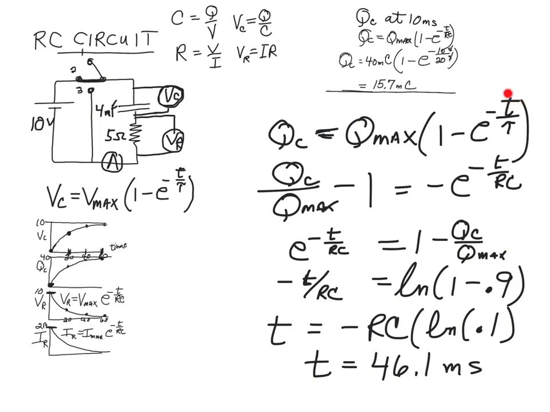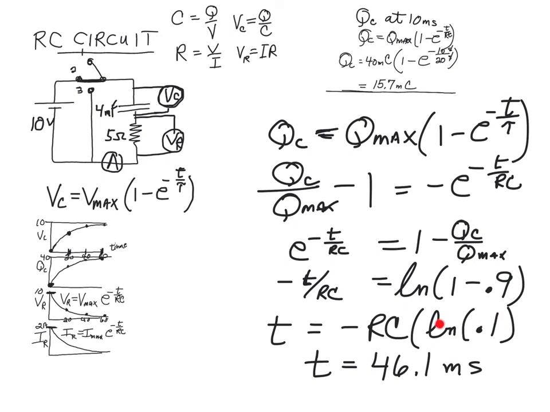So we need to get the t out of here. So what I do, I divide by Q max. I subtract 1 from both sides. I get this. I don't want the minus sign here. I want to rearrange it, so I multiply by a -1 and turn it all around. So I get e to the minus t over RC equals 1 minus that. Remember, we want it to be 90% charged, so there's no sense in taking 90% of 40 and then dividing by 40, the Q max. It's just QC over Q max when it's 90%, which will be 0.9. So we have 1 minus 0.9, which is 0.1.